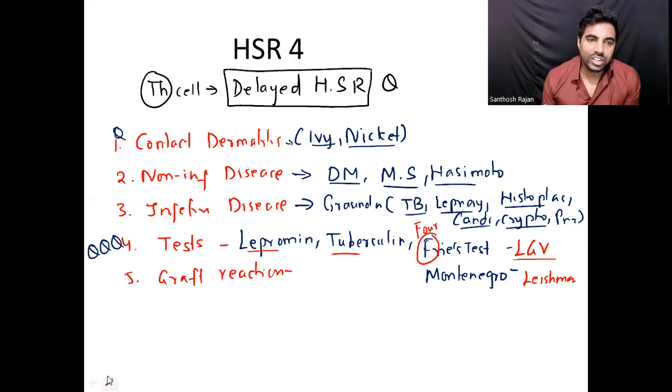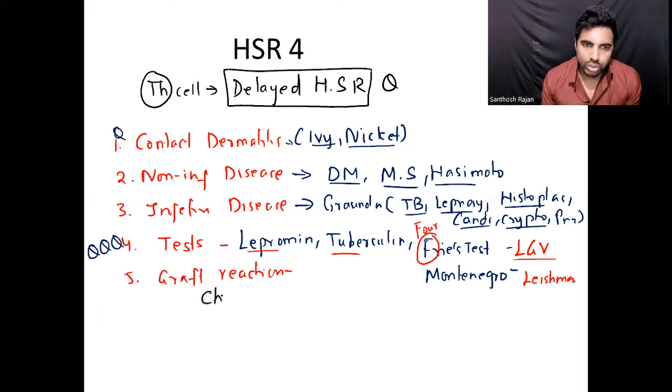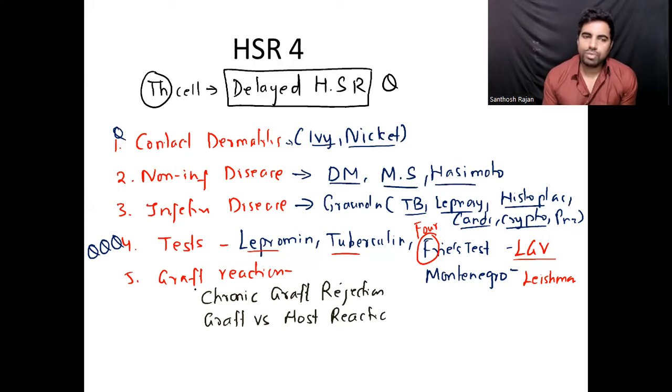In graft rejection, almost everything will come here. Which graft reaction? For example, chronic graft rejection. We talked about hyperacute in type 2, hyperacute graft rejection, right? Acute is also type 2, but I haven't added it there because in many books it's written as type 4. It can come in type 4 also. So usually they don't ask, but if they ask, acute is either 2 or 4, both are right. But exactly type 4 means chronic graft rejection and graft versus host reaction, a repeatedly asked question.